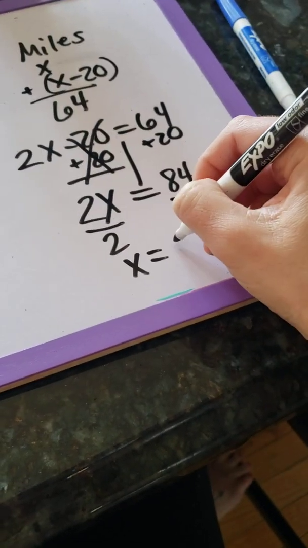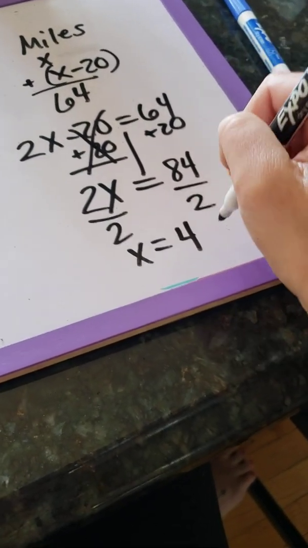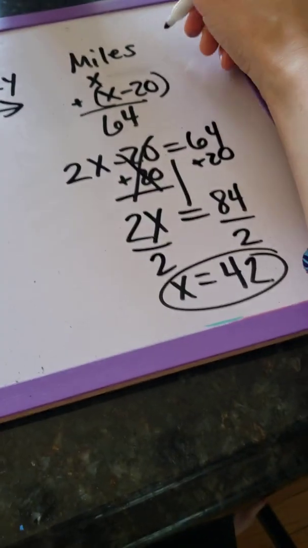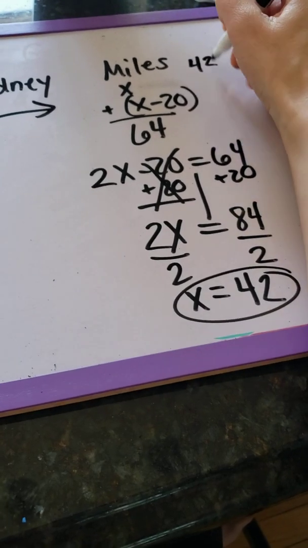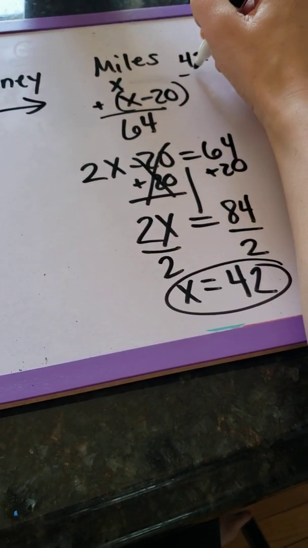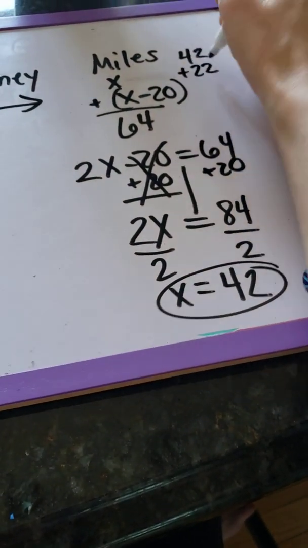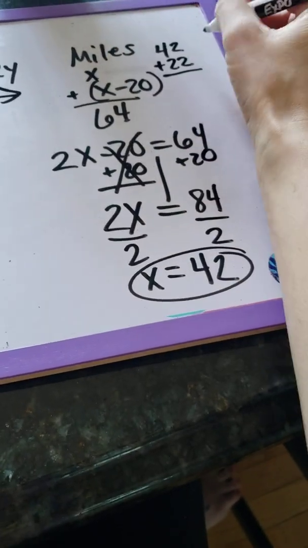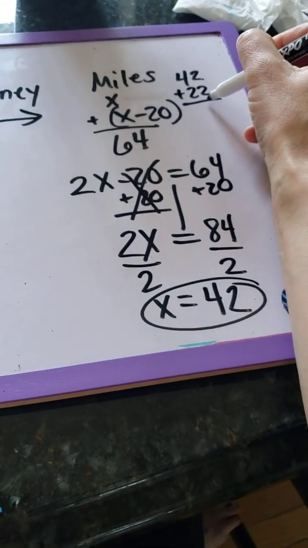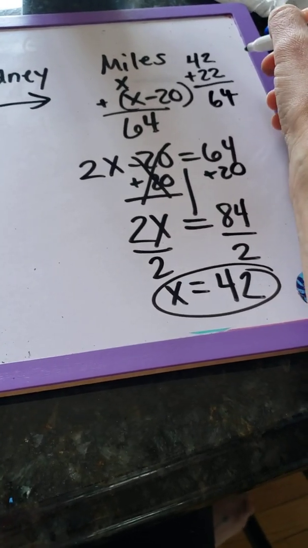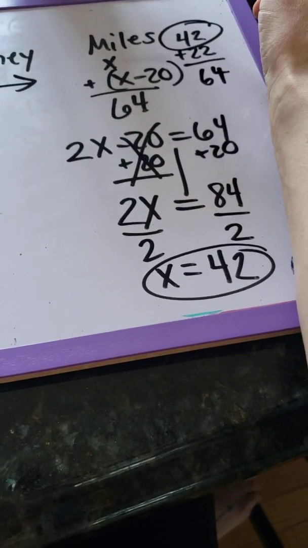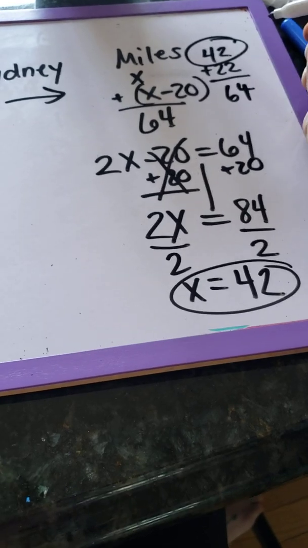2 goes into 8 4 times, 2 goes into 4 2 times, and it means he started with $42. And then he received $20 less than that, so 42 minus 20 would be 22. And then 42 plus 22 should equal 64. 2 plus 2 is 4. 4 plus 2 is 6. So when it says how much money did Miles have originally, my answer is 42.